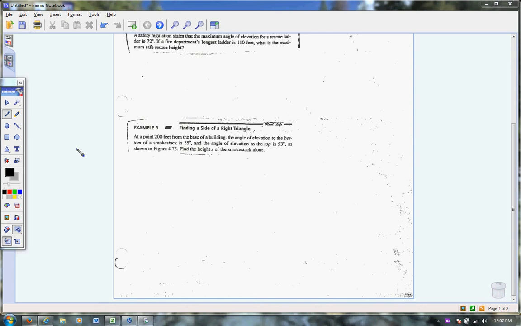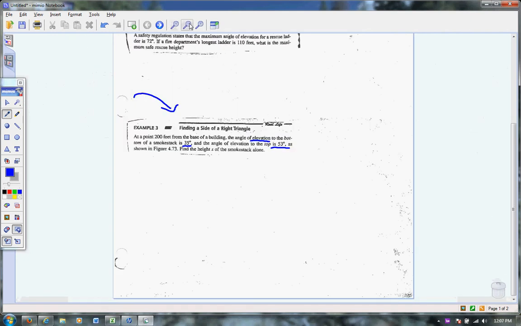Okay, today we're going to be working with some different types of trig word problems. One of them we ran into in homework last night, and it is this problem here, example 3. At a point 200 feet from the base of a building, the angle of elevation to the bottom of a smokestack is 35 degrees, and the angle of elevation to the top is 53.